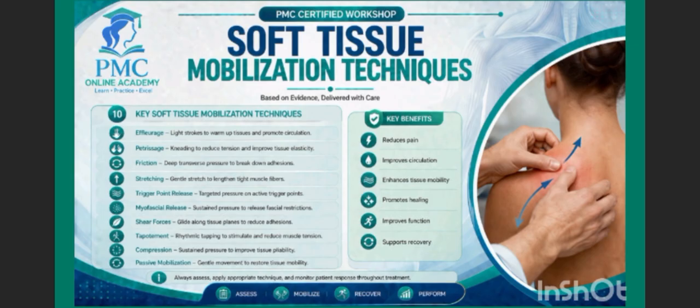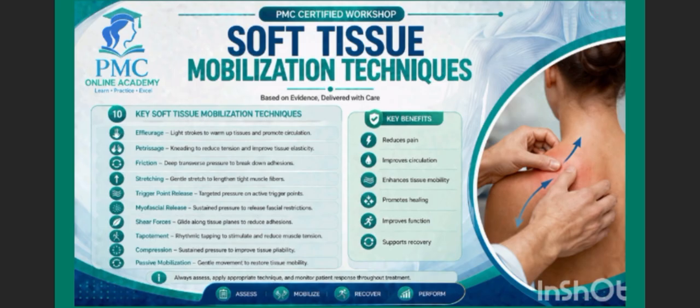on the patient's tolerance. The aim is to decrease muscle tension, reduce pain, improve blood flow, and restore normal muscle function. Common muscles with trigger points include upper trapezius, levator scapulae, gluteus medius, piriformis, and gastrocnemius. Always monitor the patient's response throughout the treatment.